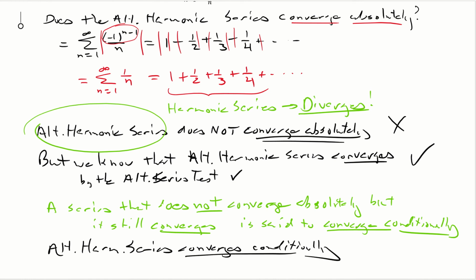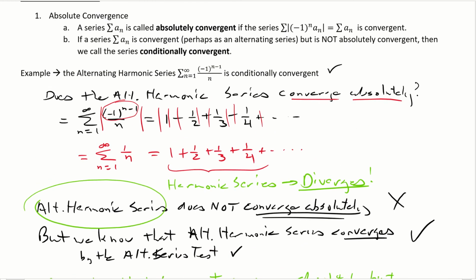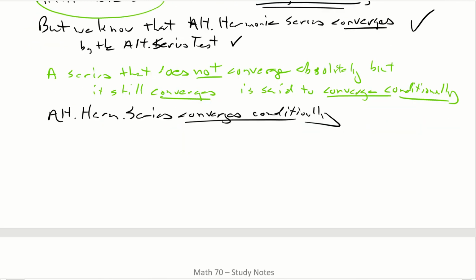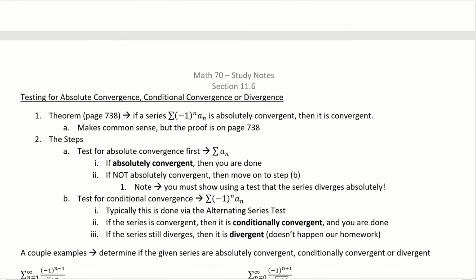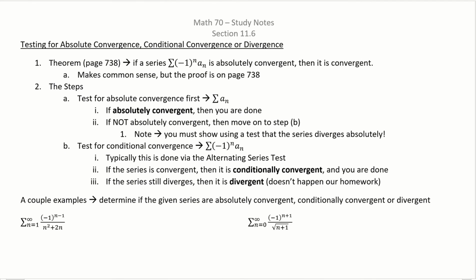All right, so that just tells mathematicians, oh, okay, it doesn't converge absolutely, but it still converges. Very good. All right, so cruising up a little. What else do we need to know here? Testing for absolute convergence, conditional convergence, or divergence, okay?